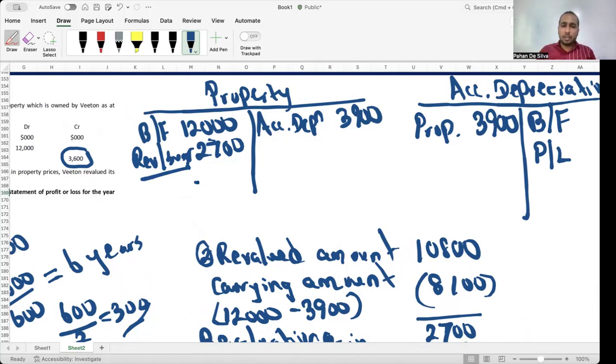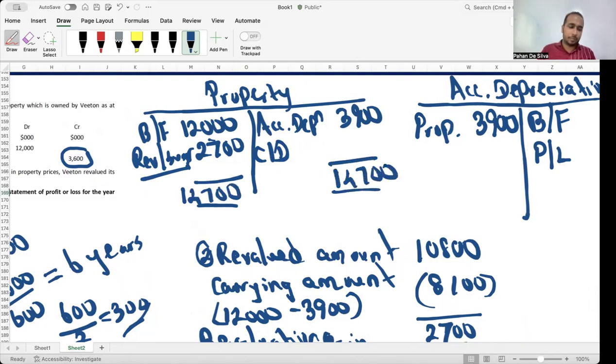Now with that, you can tally this account. The carried down balance should be how much? If you tally this account, the sum of the debit side is 14,700. So you have to take this to the credit side, 14,700 minus 3,900, and the carried down amount should be 10,800. Now we should depreciate.